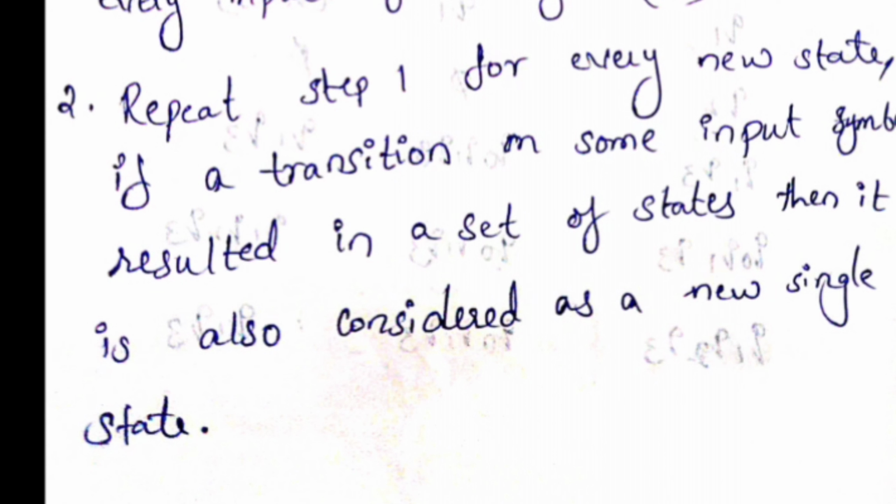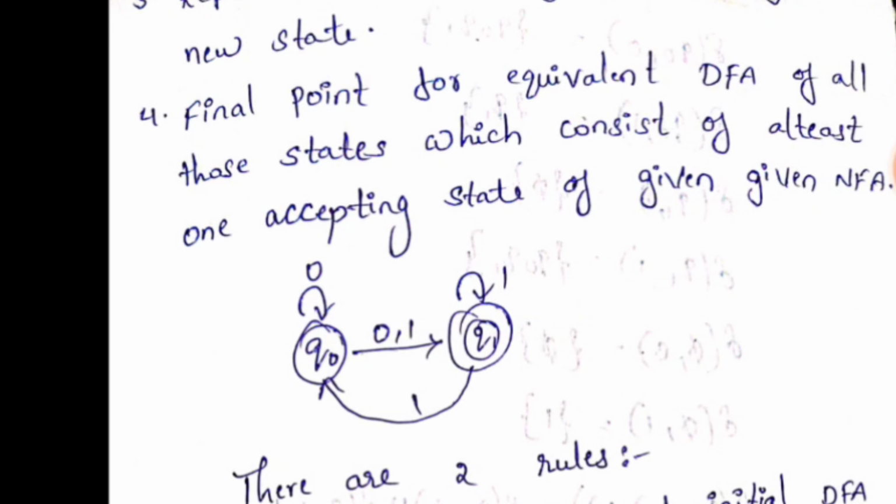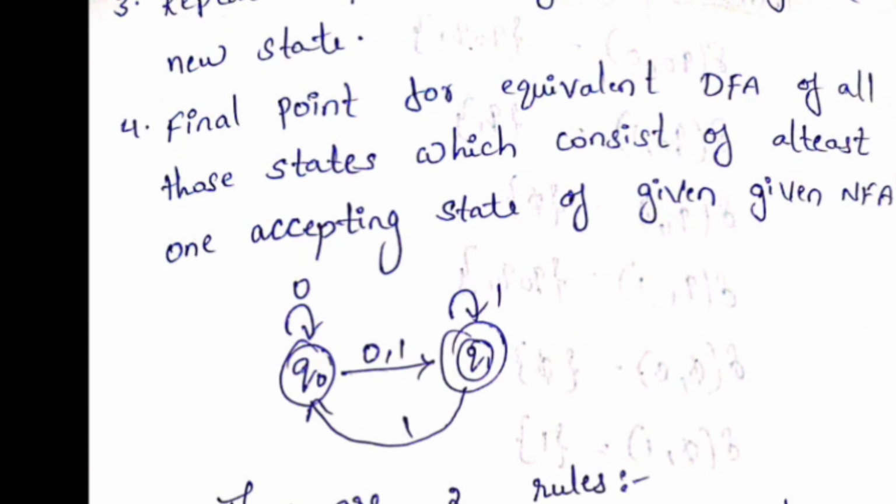If a transition on some input symbol resulted in a set of states, then it is considered as a new single state. Okay? Next, third point. Repeat step 2 until you do not get a new state. Next, fourth point: final states for the equivalent DFA are all those states which consist of at least one accepting state of the given NFA.